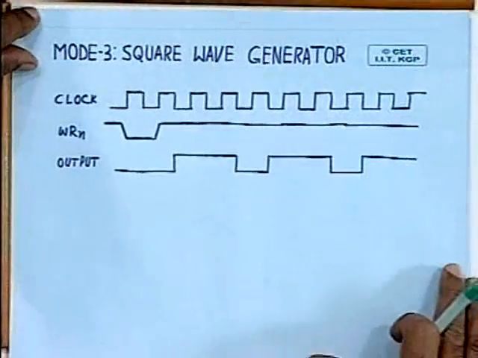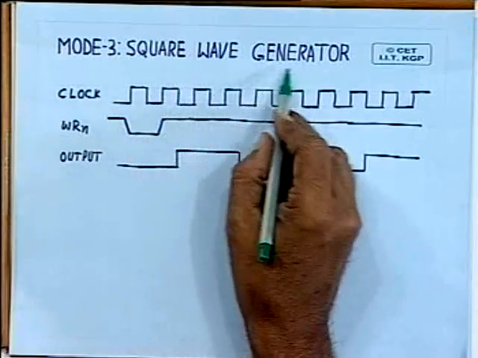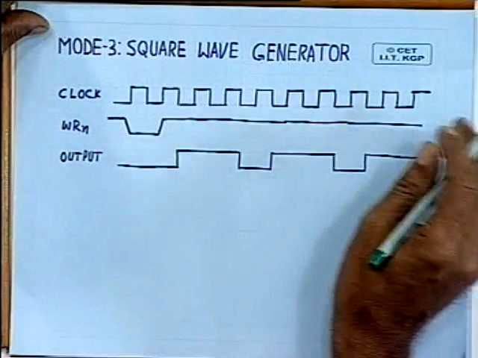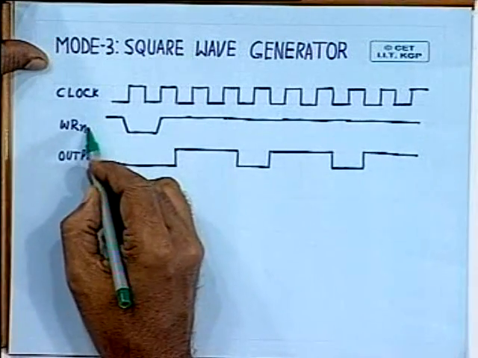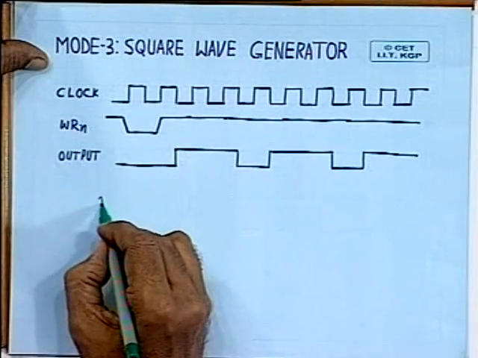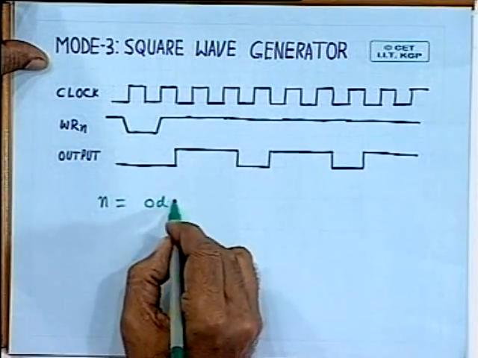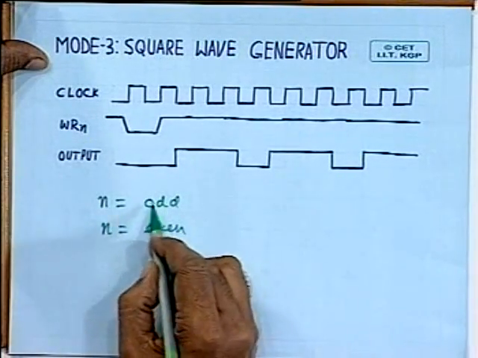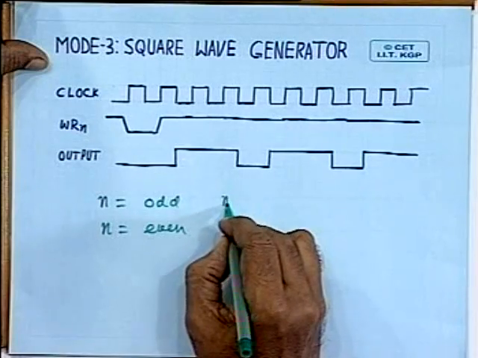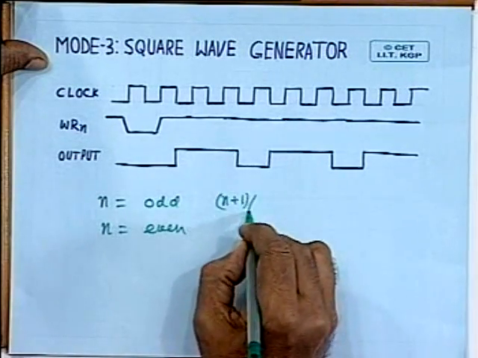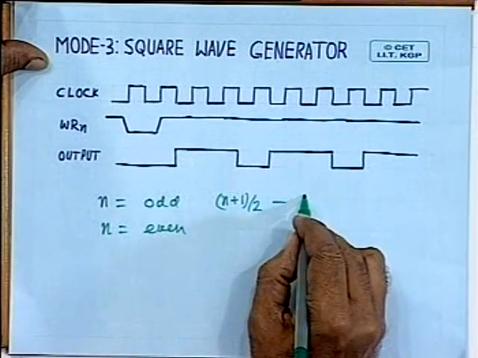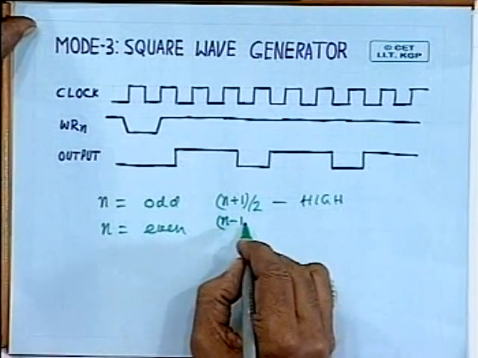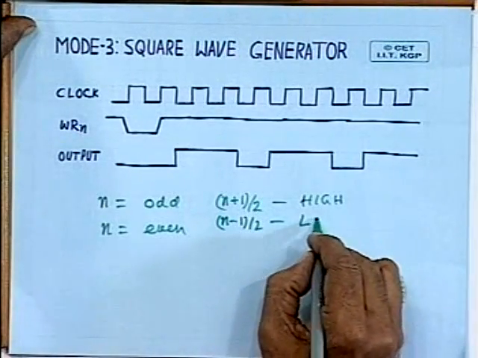Mode 3 is simple square wave generation, as you have done in case of your astable multivibrator. Here you write some value n. n can be odd or n can be even. Whenever n is odd, then for (n plus 1) by 2 duration that output will remain high, and for (n minus 1) by 2 duration it remains low.